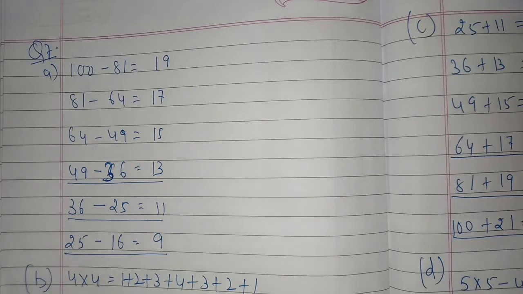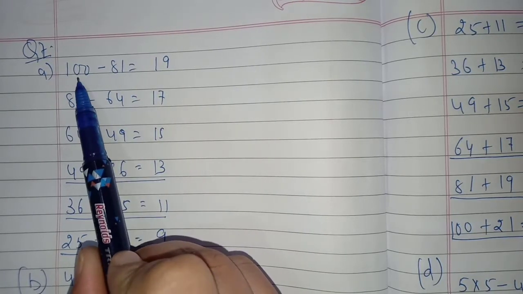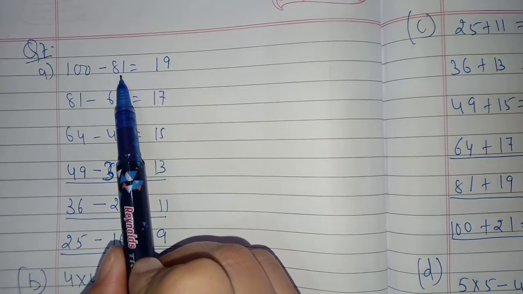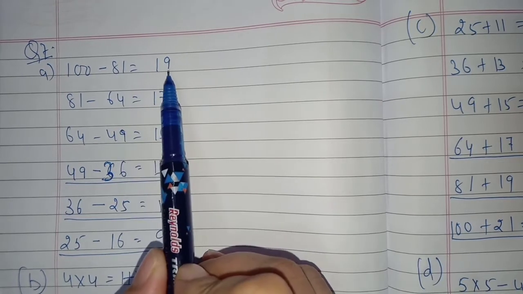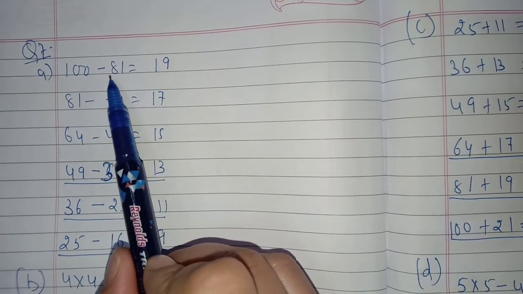Now in question number 7, we need to complete the blanks. But for that, we have to just observe the pattern. Here 100 minus 81 is 19. 100 is the square of 10. 81 is the square of 9. And here the odd number 19 is the difference of these two numbers.